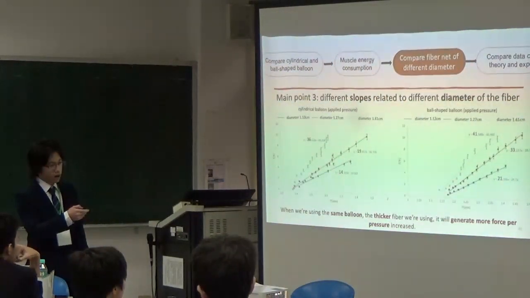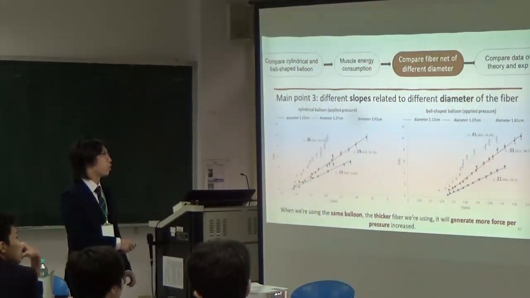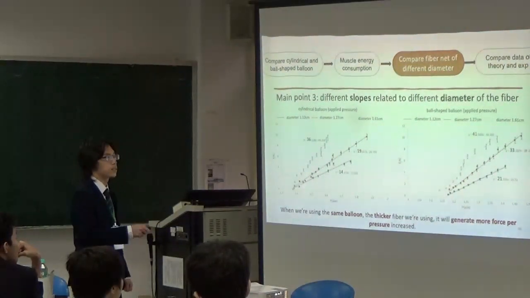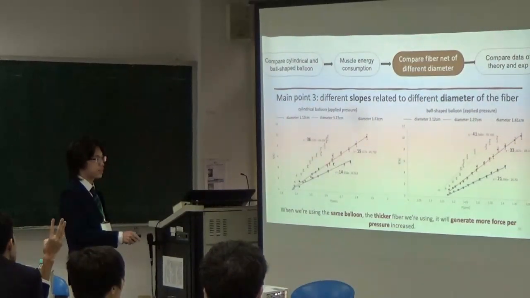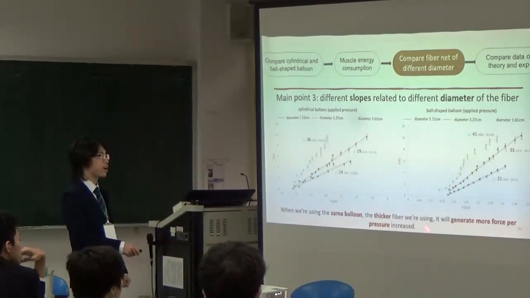And next is a comparison between different diameters of the fiber. This is a graph where we're all using a cylindrical balloon, and this is a graph where we're all using a ball-shaped balloon. As we can see, when we're using the same balloon, the thicker the fiber we're using, the more force it will generate per pressure increase.